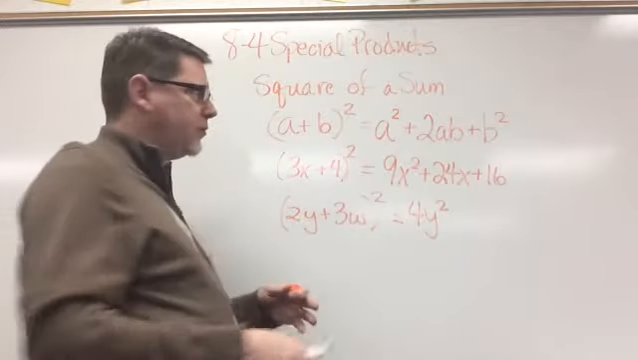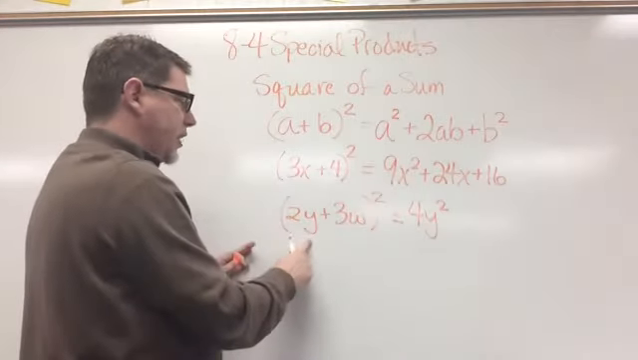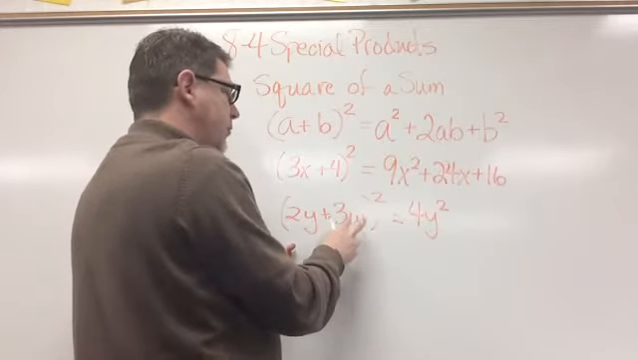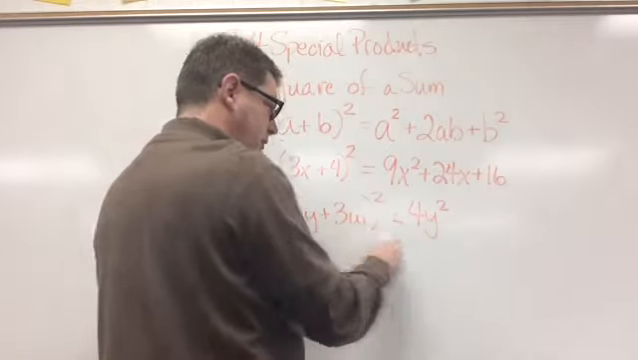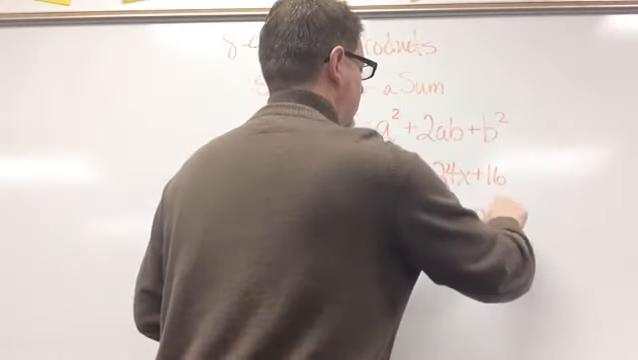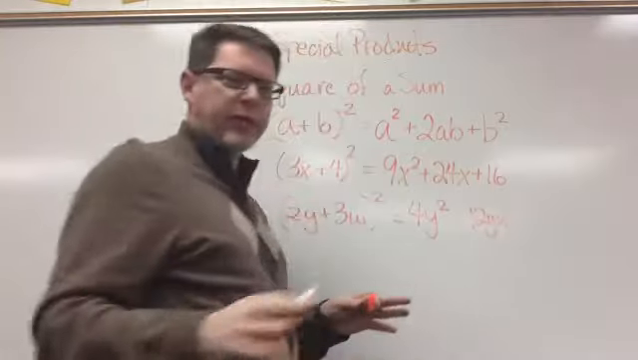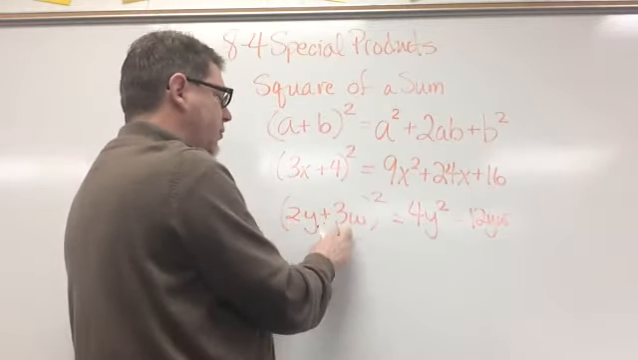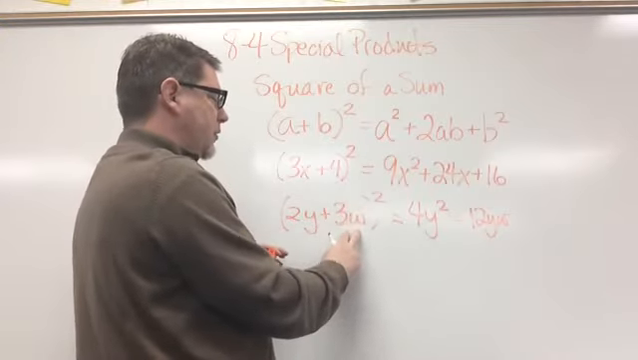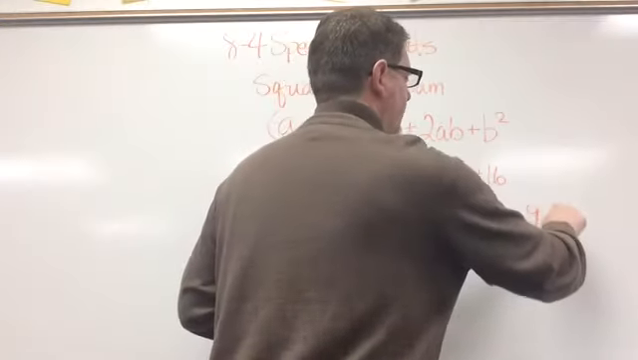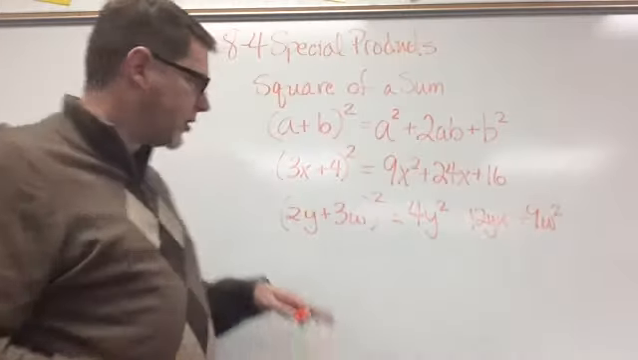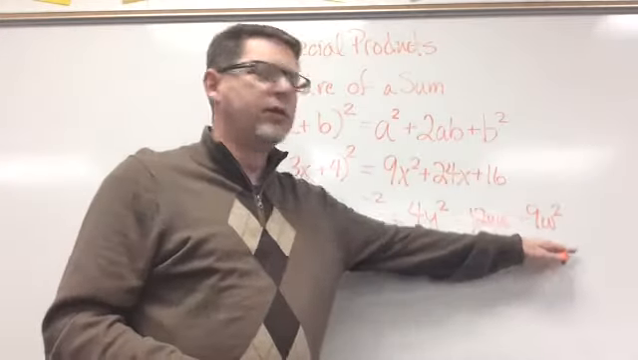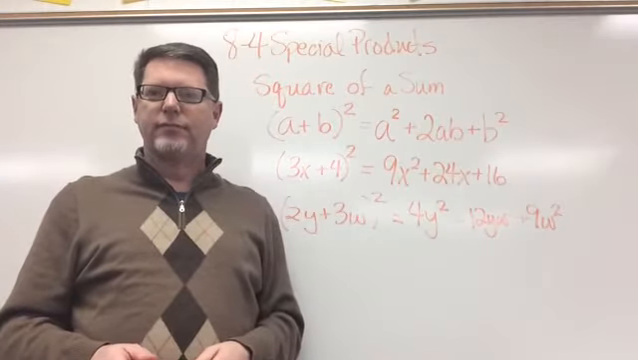And now I'm going to take 2 times the first term, which is 2y, so that's 2 times 2y is 4y, times 3w would be 12yw, and I didn't put them in alphabetical order because that's the order they're in here. And then 3w squared, and 3w times 3w is 9w squared. So 2y plus 3w squared is 4y squared plus 12yw plus 9w squared.